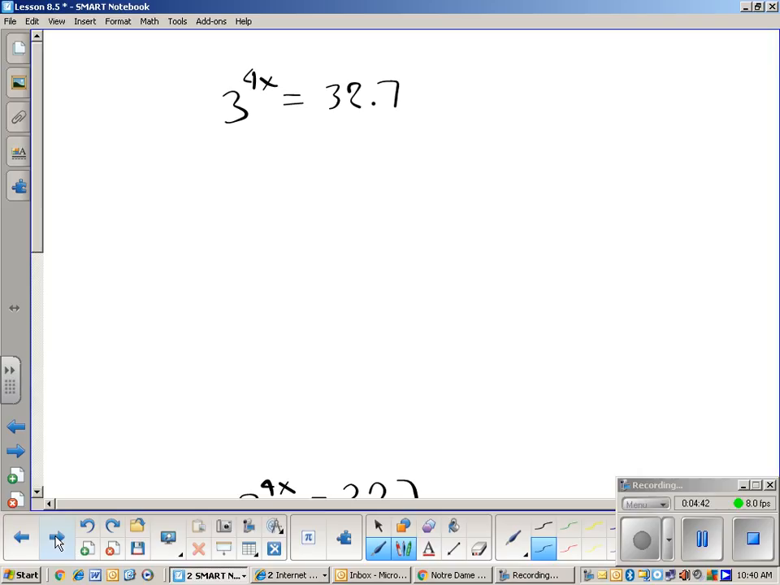Okay. So here we're going to solve this. If we wrote this as a log, you don't have to copy this down, but if I just wrote this as a log, I'd say log base 3 of 32.7 equals 4x. Would I say that? Yeah. Ready?